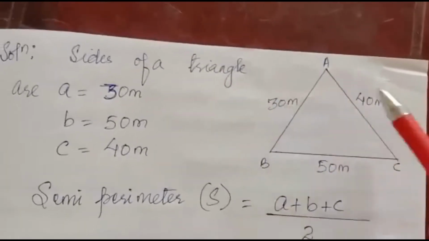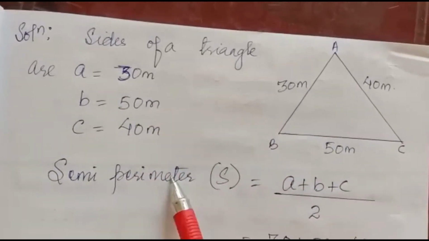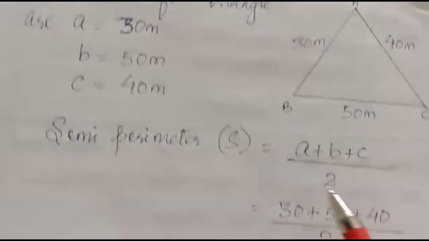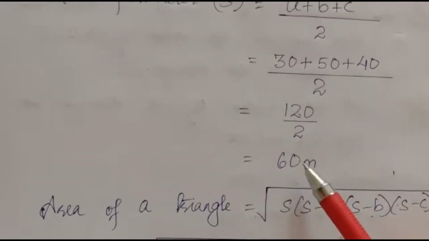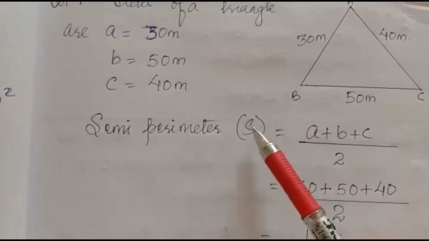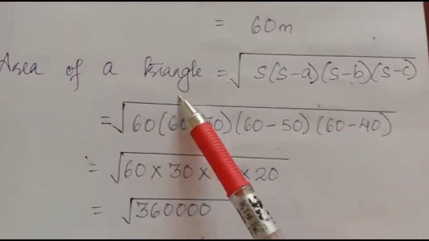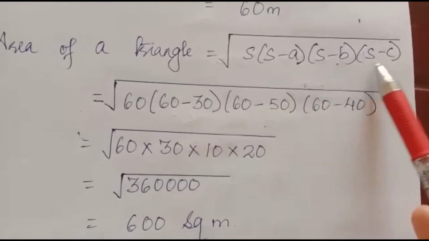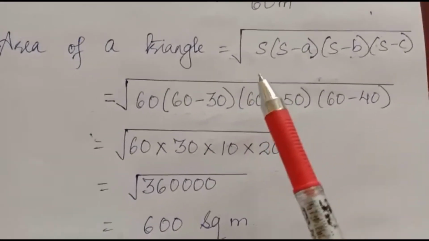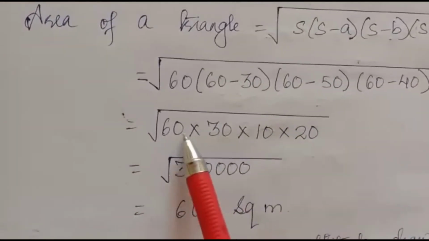So, I wrote here 30, 40, 50, A, B, C. Find the semi-perimeter, A plus B plus C by 2. Put its values, 120 by 2, 60 meters. So we got the value of S as 60. So we will use Heron's formula, area of a triangle is square root of S into S minus A, S minus B, S minus C. Now just put the values of S, A, B and C. After that you will get this one.